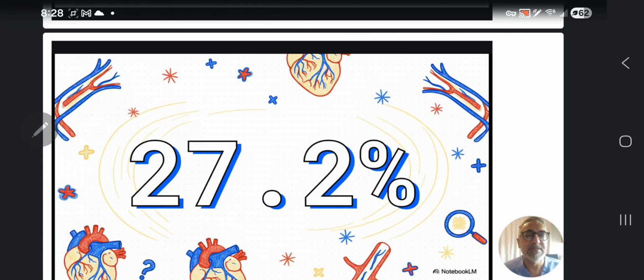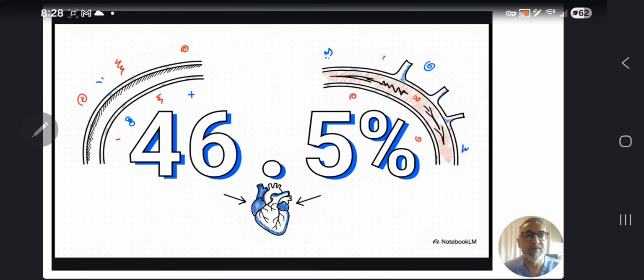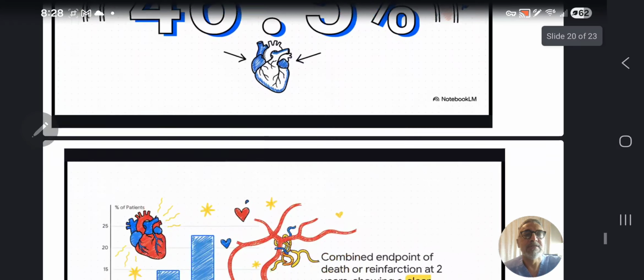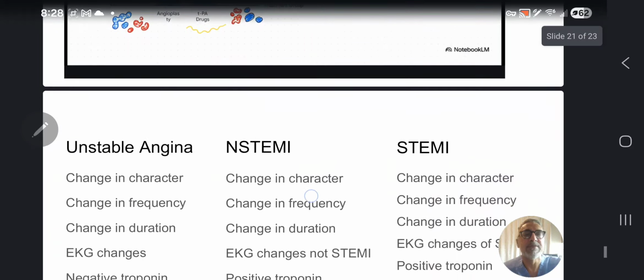At the end of 2 years, 27.2% of the patients who underwent primary angioplasty needed a repeat procedure, whereas 46.5% of those who got lytics needed a repeat procedure. Therefore, it was pretty clear that the combined endpoint was reduced by primary angioplasty in a superior fashion compared to lytics, and this became the standard of care.